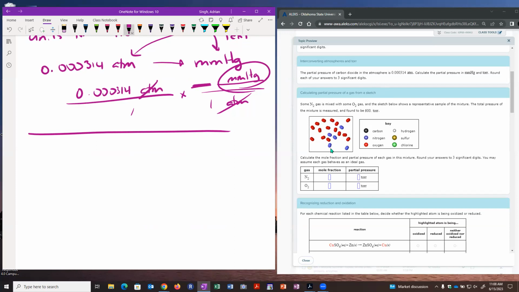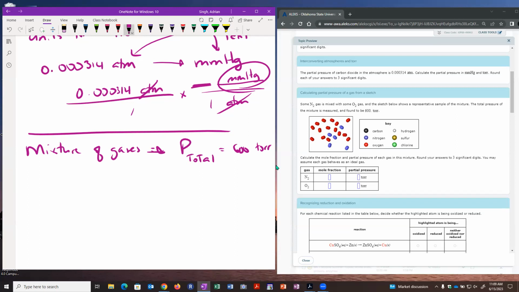Let's see here. So it's giving you a sketch or a diagram of a mixture of gases. So you have nitrogen and you have oxygen in the gas, and the sketch represents a sample of that mixture. And it tells you that in this mixture, the total pressure is 600 torr. So when you add up the oxygen and the nitrogen, their individual partial pressures, you end up with 600 torr as the total pressure.